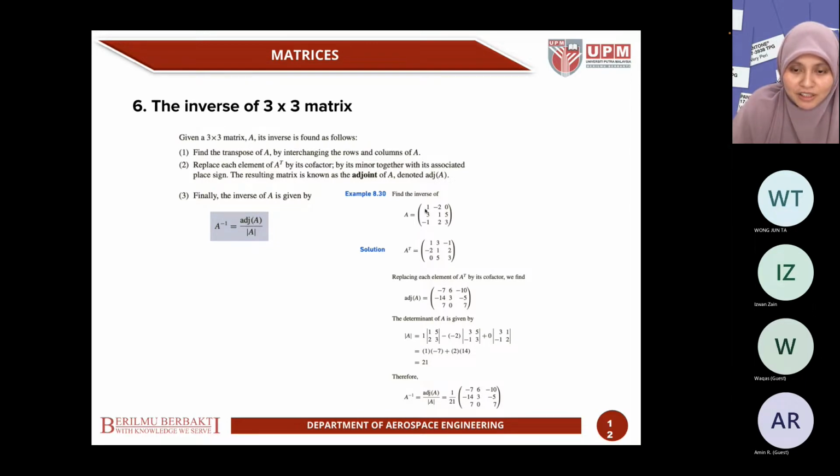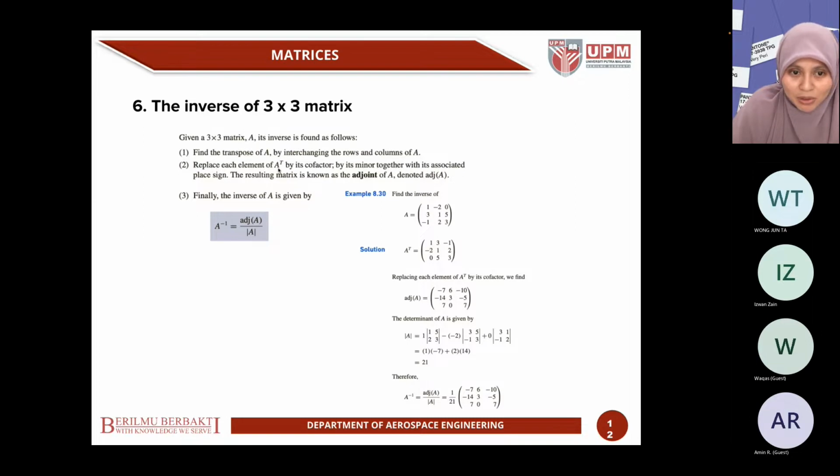So the first column here, 1, 3, minus 1, will be the first row of transpose A, 1, 3, minus 1. Then minus 2, 1, 2, and so on. So you interchange the rows and columns of matrix A, and you get the transpose of matrix A.